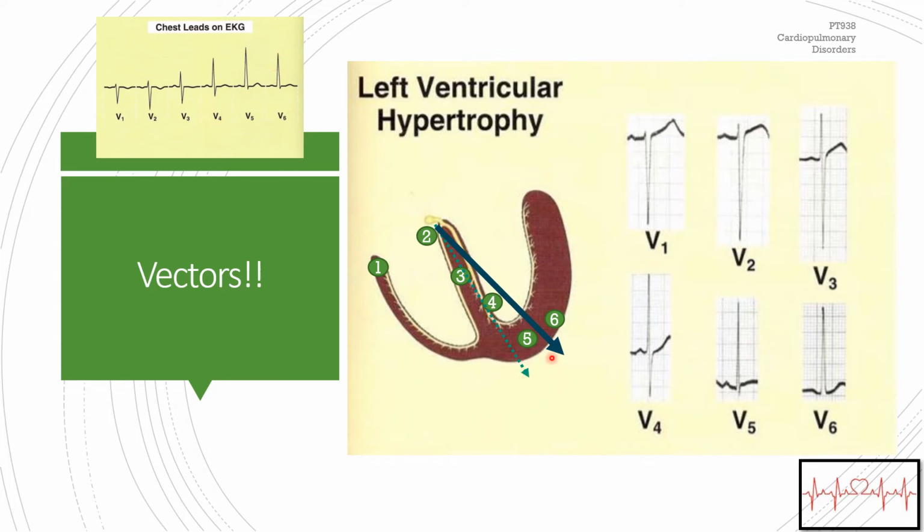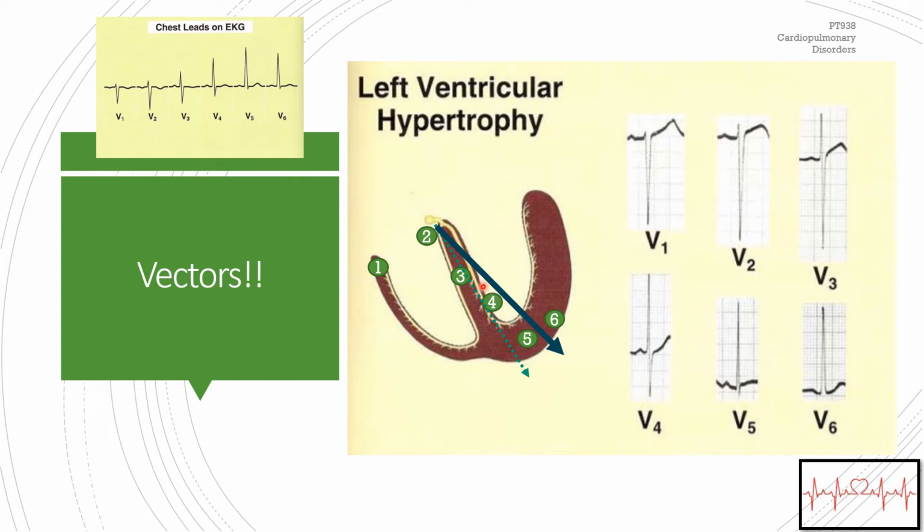However, if instead I've shifted over here because I have left ventricular hypertrophy, meaning that I have summed up more magnitude here than over here, and so I shift that mean QRS to the left, now I'm moving further away from 1 and 2. So you can see in V1 and V2, I have a bigger, deeper S than I did before.